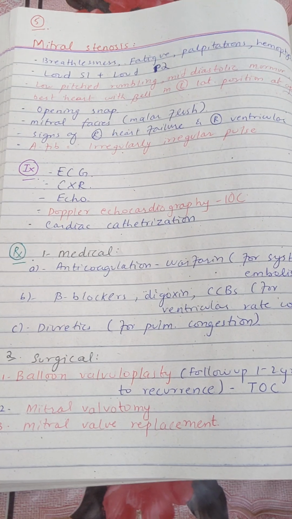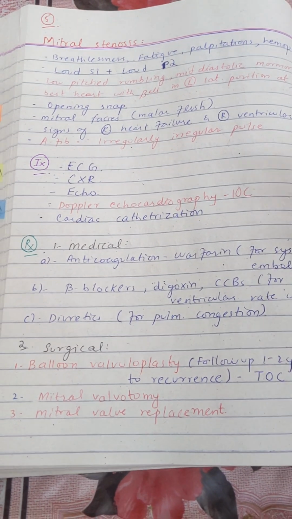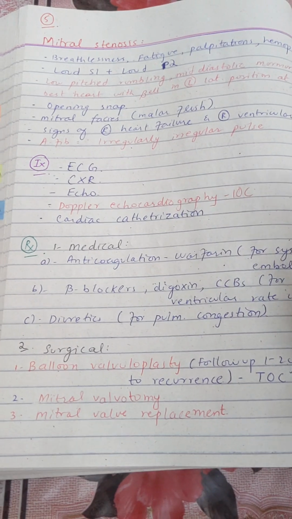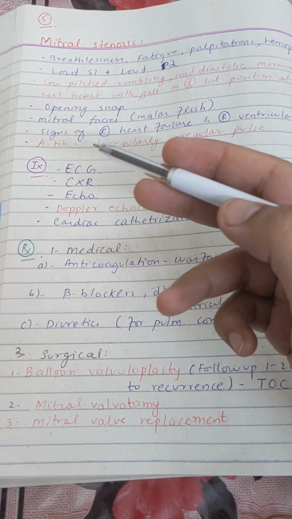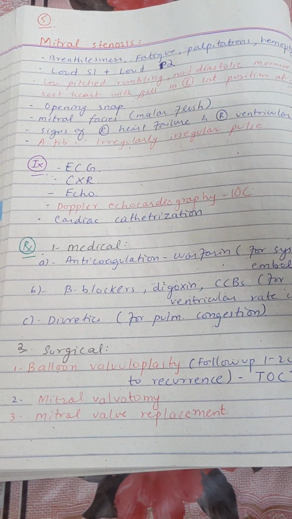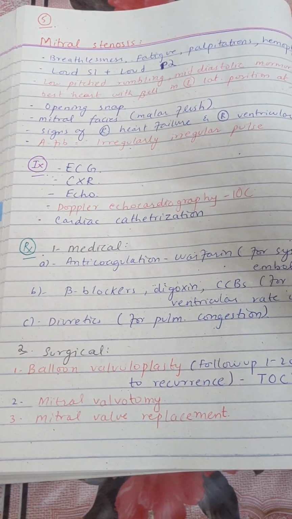So the treatment options for mitral stenosis include medical management, because as I already told you these children are at increased risk for development of atrial fibrillation. So whenever atrial fibrillation occurs, thrombosis or thromboembolism occurs, which can result in stroke.